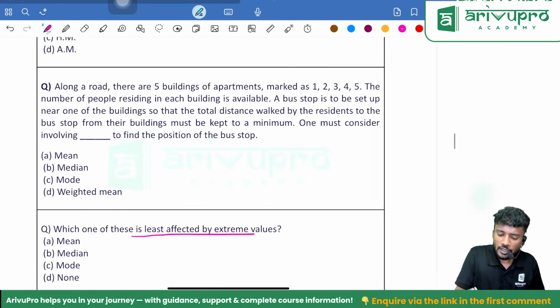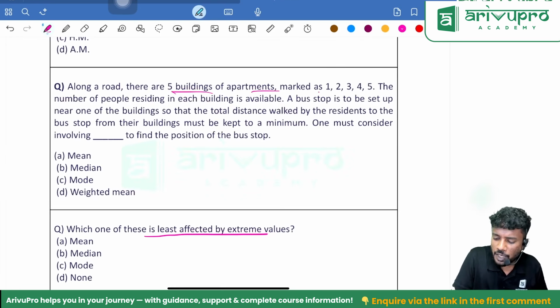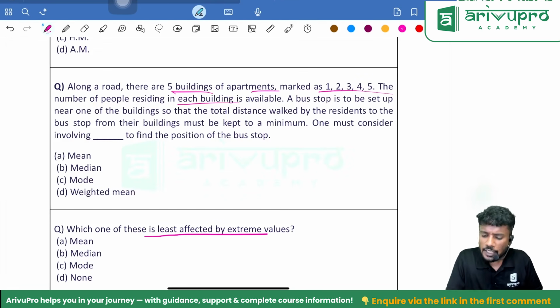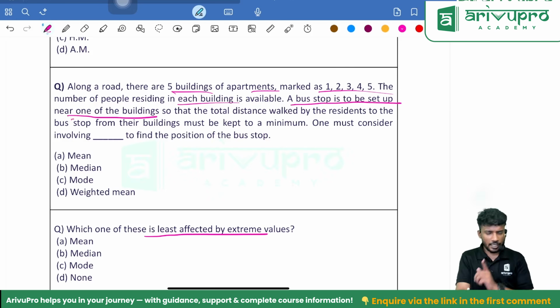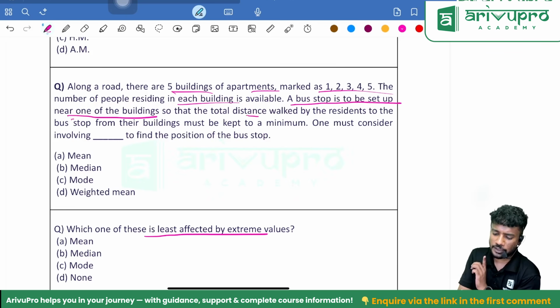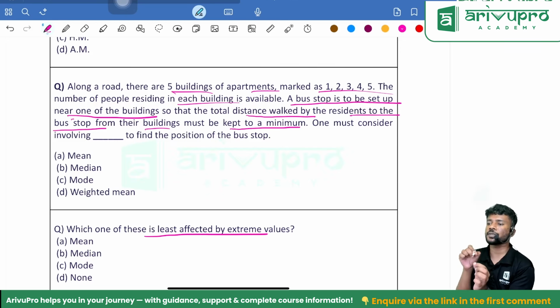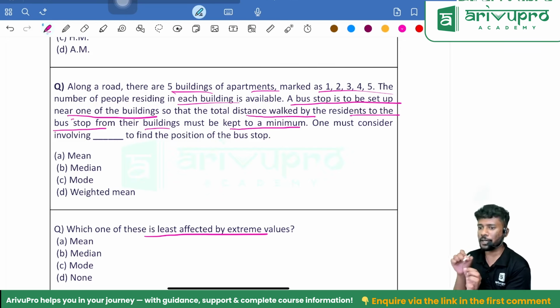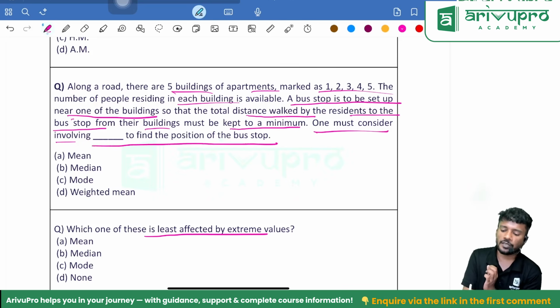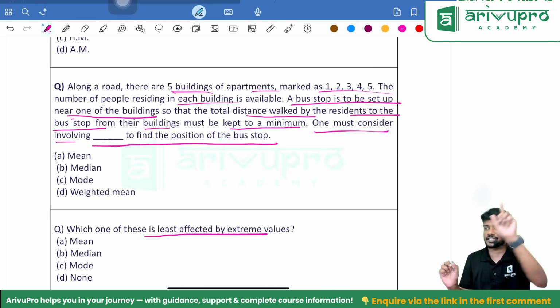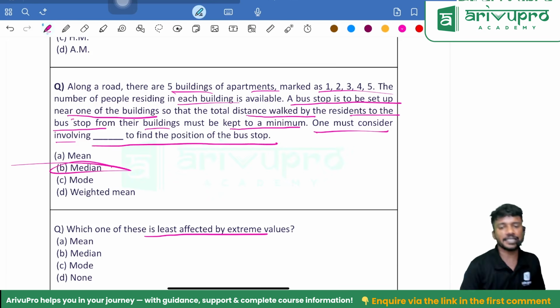Now look here. Along a road, there are 5 buildings, apartments marked 1, 2, 3, 4, 5. The number of people residing in each building is available. A bus stop is to be set up near one of the buildings, so that the total distance walked by the residents to the bus stop from their building is kept to the minimum. That means it should be in a middle position or a mid value. One must consider the dash to find the position of the bus stop. Positional average is what? Median.